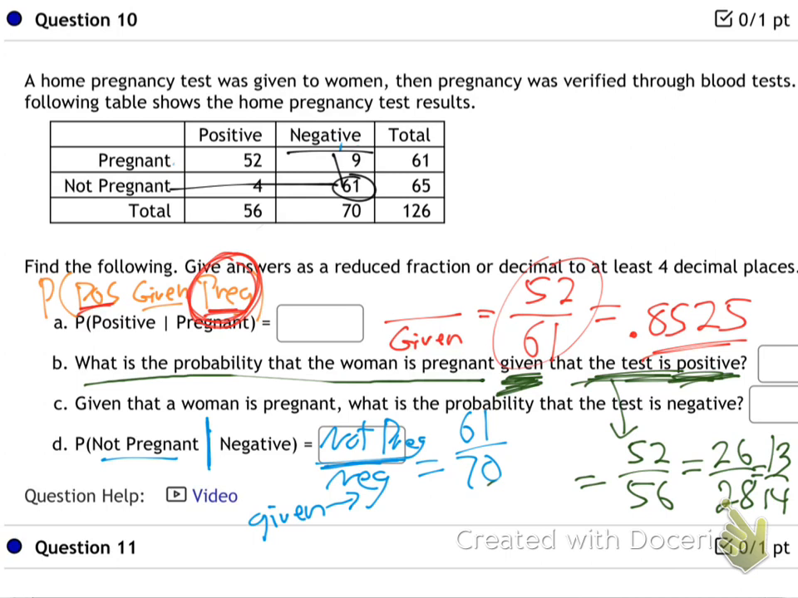And the rest are totals. The bottom and the right side, those are all just totals of the different pieces. Does that make sense? Any other questions on this problem? Is the given thing getting a little easier?